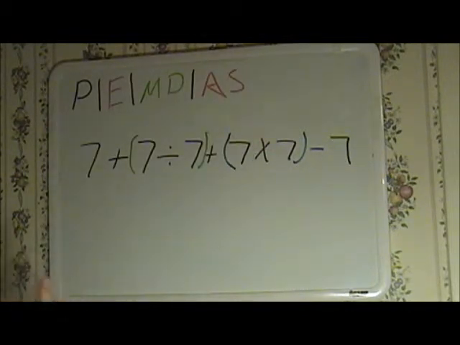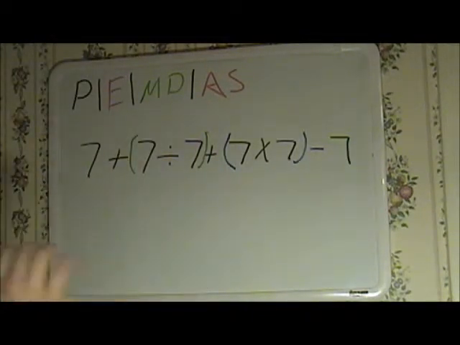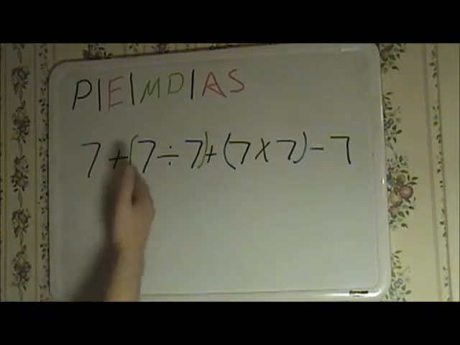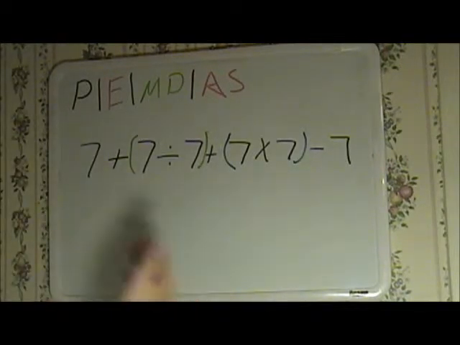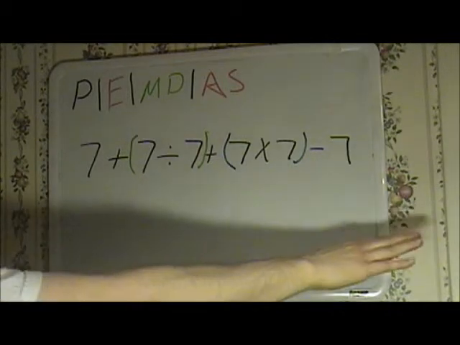Now we can go through going left to right, but the thing we have to remember is this and this must be done first. You can't say 7 plus 7 then divide that by 7, because that would be doing your addition before your division. Since multiplication and division here are on the same level of PEMDAS, we can just do those left to right.